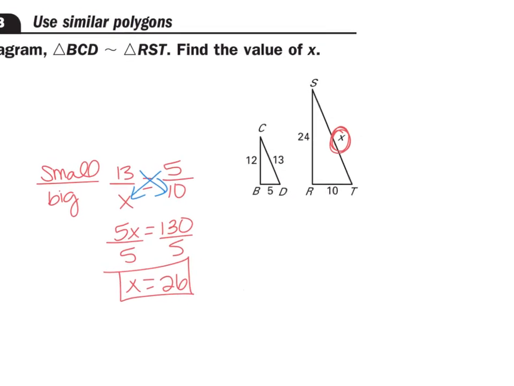So say you didn't use 5/10, would you have gotten the same answer? And the answer is yes. So I'm going to do 13 over x again. So small to big is going to be equal. Instead of using 5 this time, I'm going to use 12 to 24.